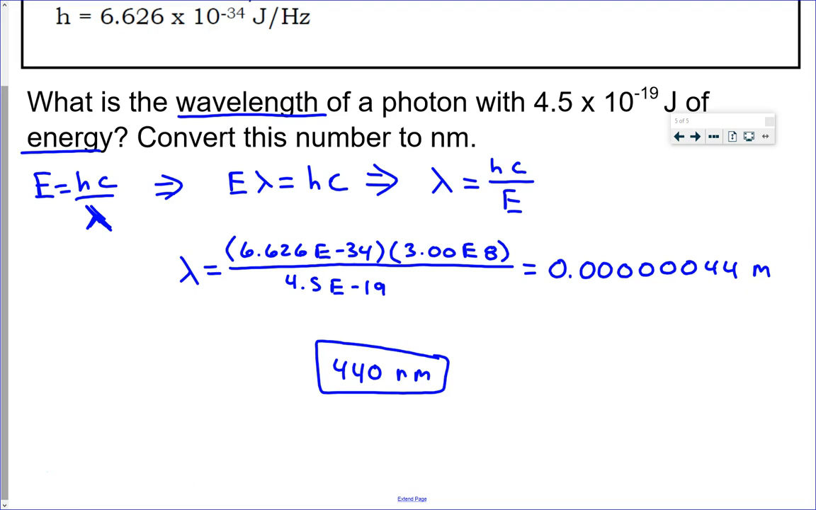So hopefully that has helped you understand the basics of how to use these equations. If you want to see more practice, find the video on the practice worksheet, which has 10 additional problems of this. And if after watching both of these, it doesn't make sense, schedule a time to come in and work with me.